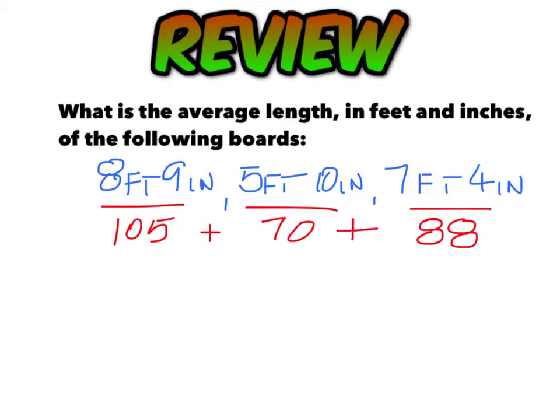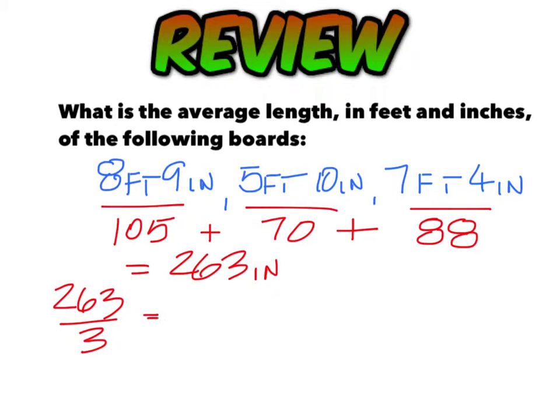Now we have to add them all together. So 105 and 70 is 175. 175 plus 88 is 263. Did you have 263? All right, so 263. And that's inches. We have to divide that by 3. And 263 divided by 3 is 87.6 repeating. What should I do with that? Round it to the nearest inch. So that's going to turn into 88 inches.